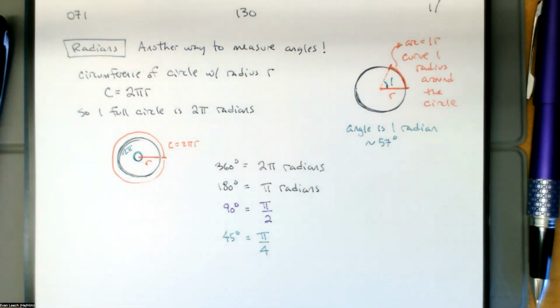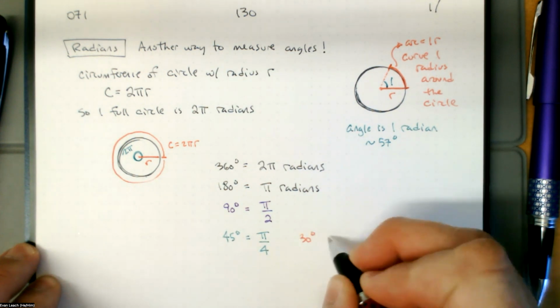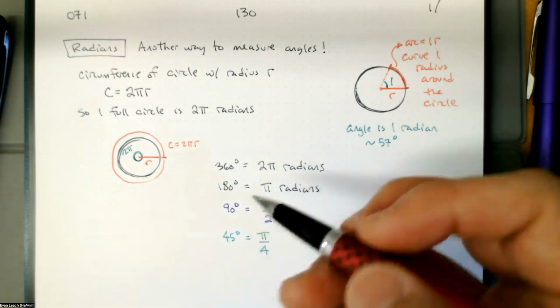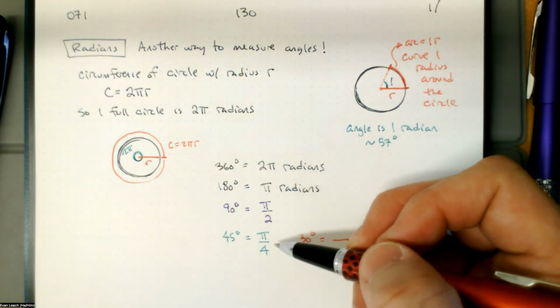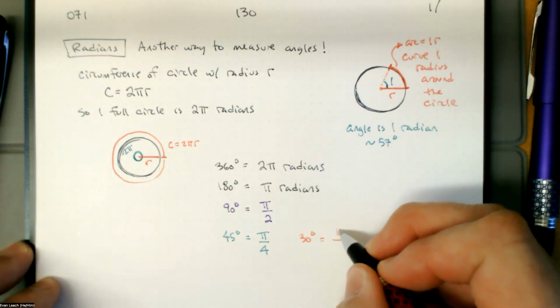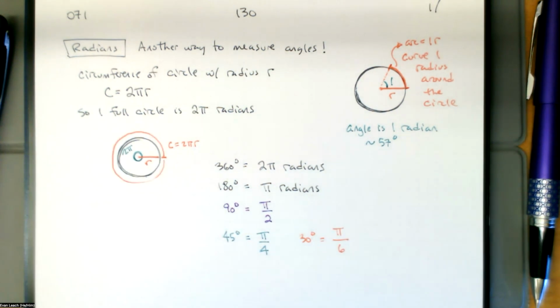What if I take 90 and divide it by 3 and have a 30-degree angle? 90 divided by 3 is 30. What's pi over 2 divided by 3? When we divide by 2, we multiply the denominator by 2. So if I divide by 3, I should multiply the denominator by 3. 2 times 3 is 6. So 30 degrees is pi over 6.